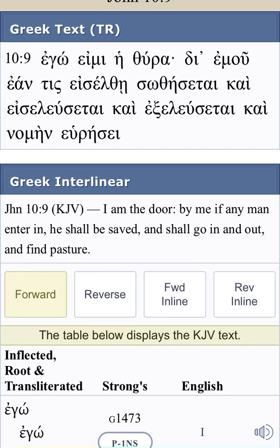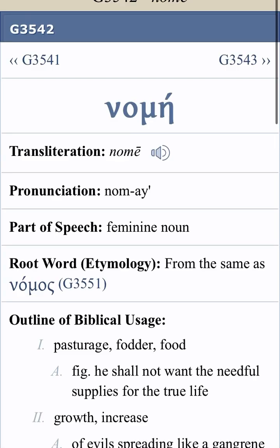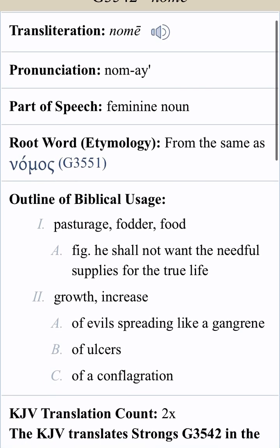All right, I'm going to get that word for pasture. It says he shall growth, increase. Going back to what we got previously, growth and increase, productivity. It says, figuratively, he shall not want the needful supplies for true life.